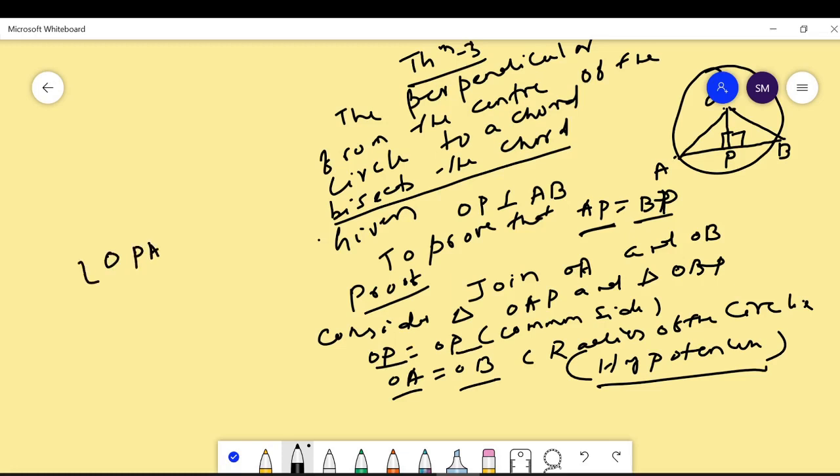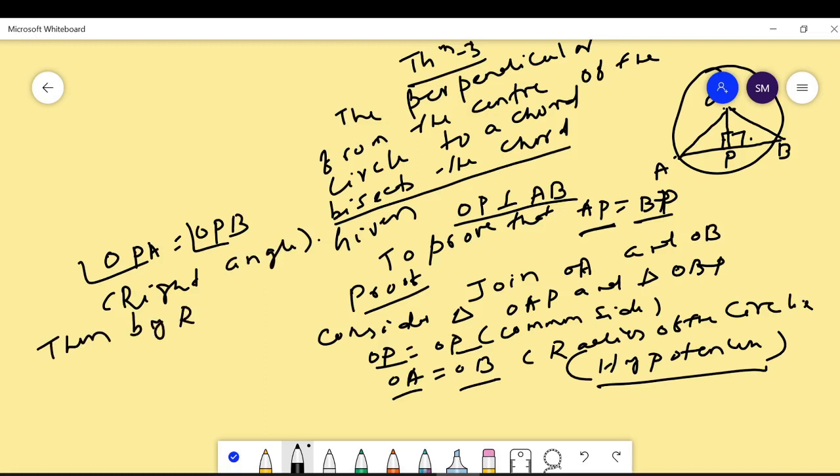angle OPA is equal to angle OPB. This angle is equal to this angle, a right angle, because the given condition is OP is perpendicular to AB, which is a right angle. Then by RHS property, these two triangles, triangle OAP is congruent with triangle OBP.